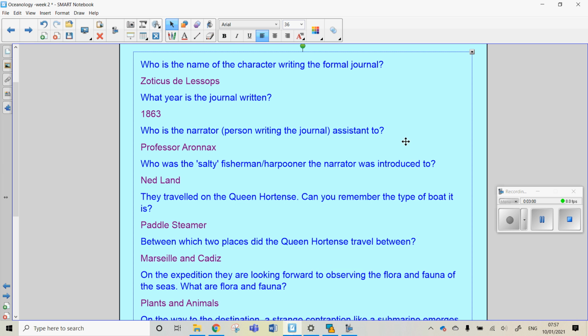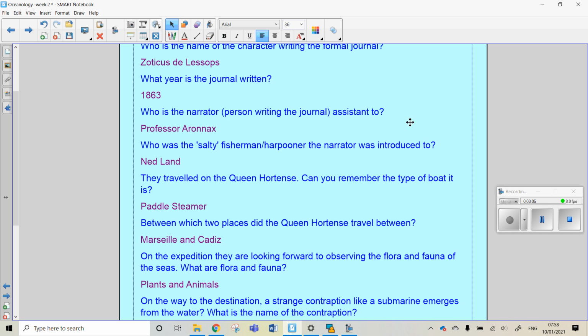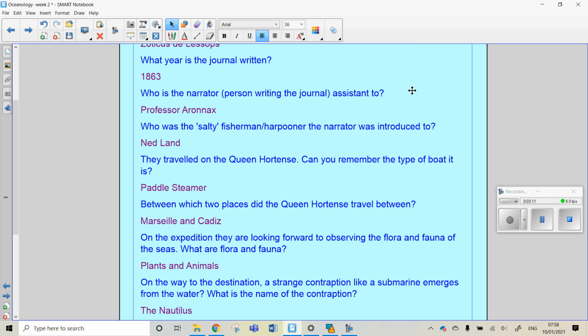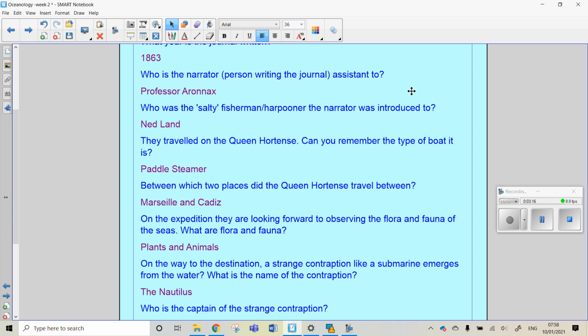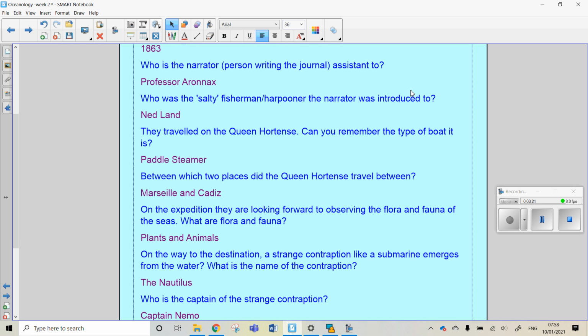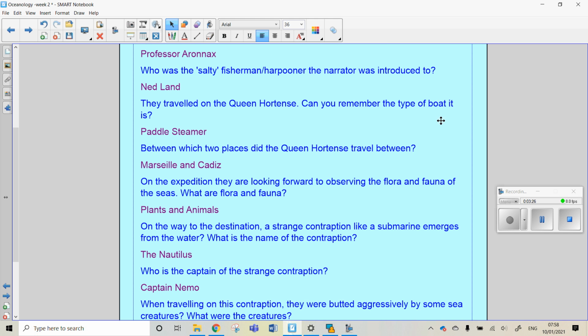Who's the narrator? The person writing the journal, assistant to. Well, they're assistant to Professor Aronnax. Who was the salty fisherman harpooner the narrator was introduced to? Well, that was Ned Land, who, if we remember rightly, just grunted when Zoticus was introduced to him. The Queen Hortense is a paddle steamer, and it travelled between Marseille and Cadiz. Give yourself half a mark for each of those. I don't mind if you haven't quite spelt Marseille correctly. If you knew that it was Marseille, give yourself the half mark there.